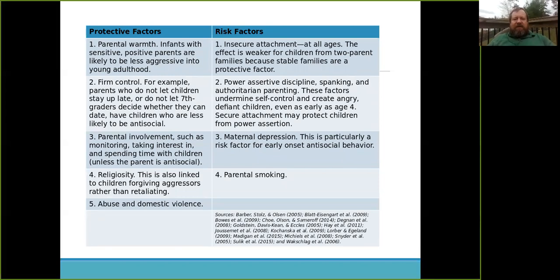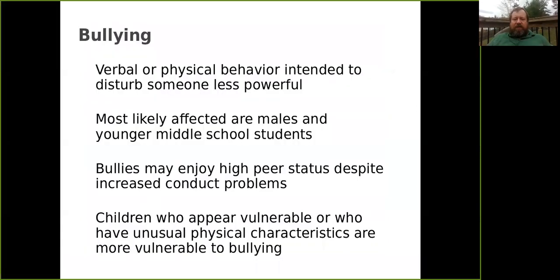Here's a slide of some protective and risk factors. Just very briefly, some protective factors are parental warmth, parental control and involvement, religiosity, and protection from abuse and violence. Some risk factors are insecure attachment, power assertive discipline, authoritarian parenting, maternal depression, and parental smoking.